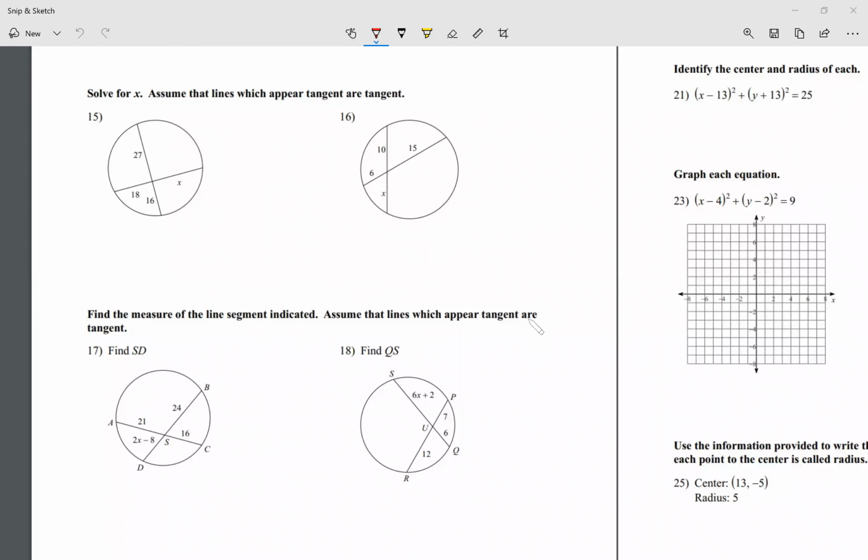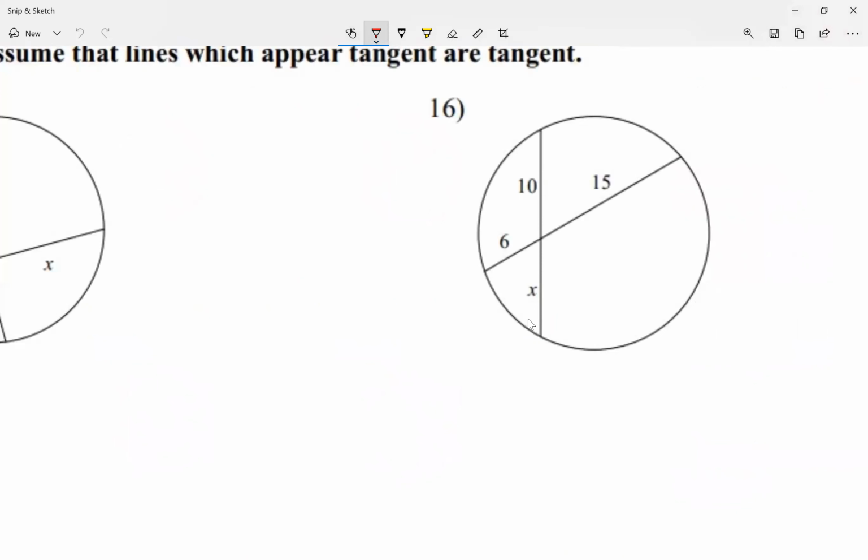Okay, we're going to start looking at the length of the chords. Now, a chord, let me explain what a chord is. Let's assume we have a circle. A chord is a line segment that goes from one end of the circle to the other end.